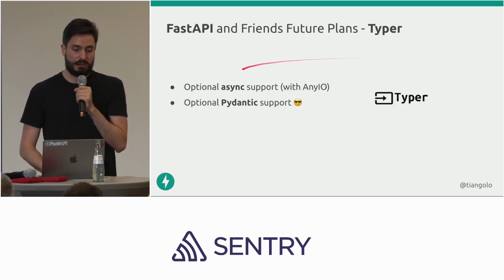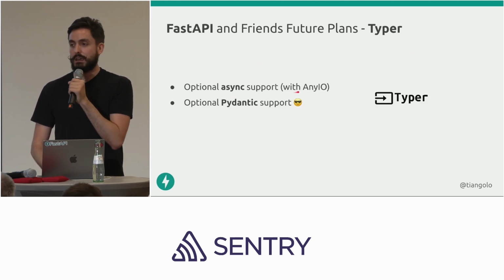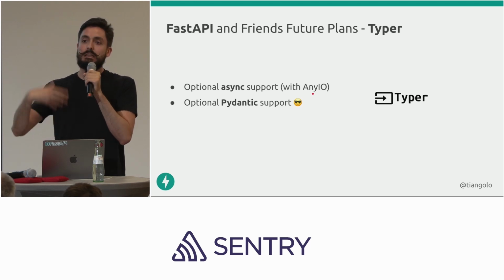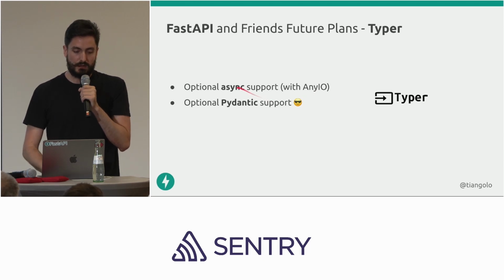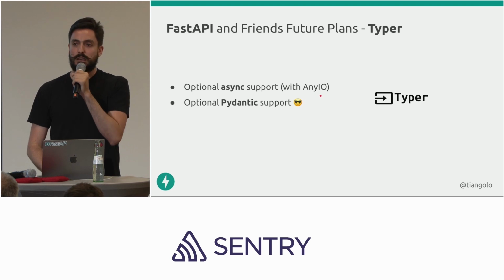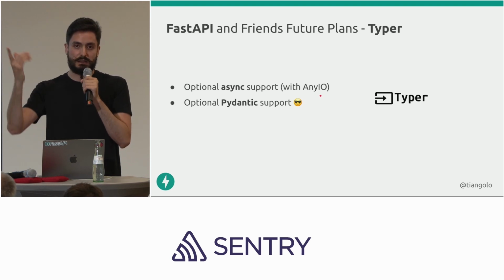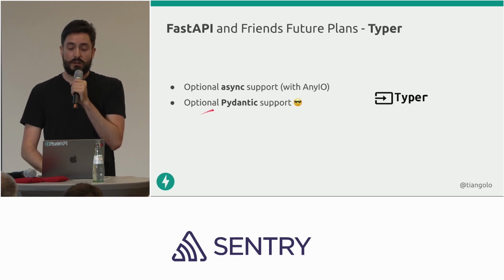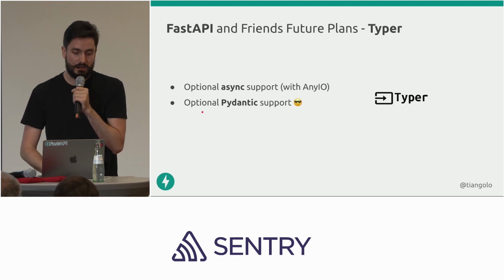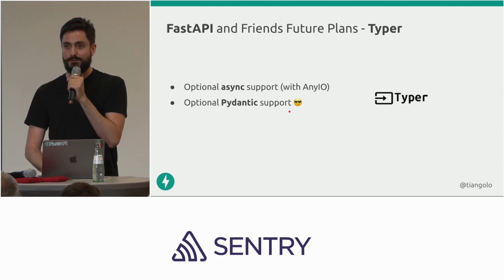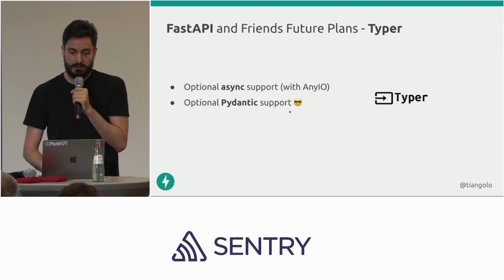Now for Typer, we're going to have optional async support with AnyIO. So if you want to use async functions in Typer, you're going to be able to do that by installing the additional AnyIO package, but you know that this is just a pip install typer standard or something like that. It's also on the plans to have optional Pydantic support so that you can define more complex data shapes in your CLIs, and it's going to be parsed by Pydantic.